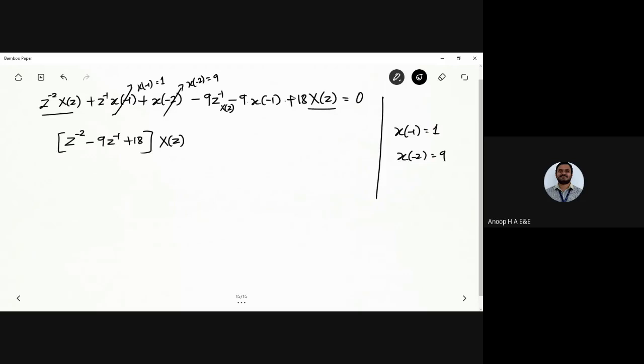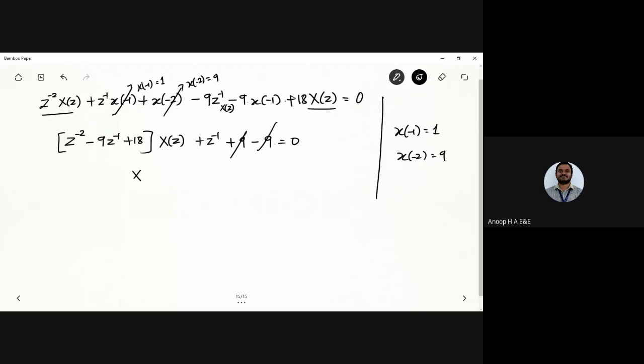Okay, so now what I can do here is I can have z inverse x of minus 1. So I can write it as plus z inverse. Next, what I would like to do here is x of minus 2, that is plus 9, minus x of minus 1, that is minus 9, plus 0, that would be equal to 0. So minus 9 and plus 9 get cancelled.